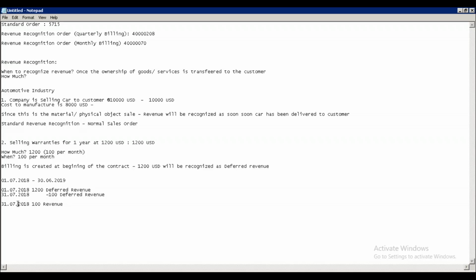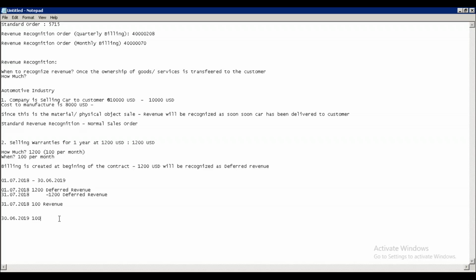Okay, so 31st of July 100, 31st of August again 100. So this will continue till 30th of June 2019, 100. What will happen? This will become, if I club everything, I'm not talking about this date. If I club everything, this will be minus 1200 as the deferred revenue.